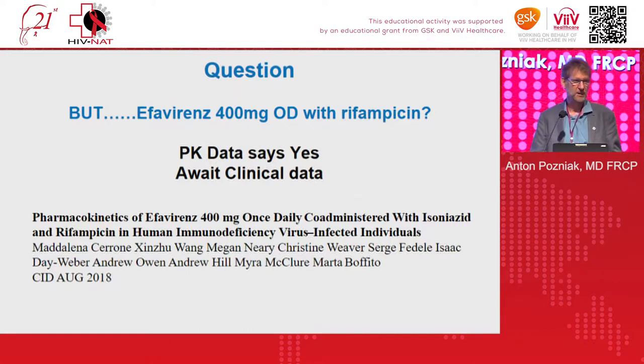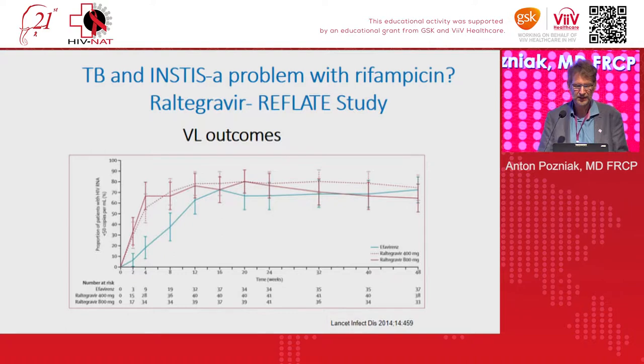But what about 400 milligrams of efavirenz, which some people are using around the world? Well, we have PK data from our group at Chelsea and Westminster through Marta Boffito and the Liverpool group, but we still don't have the clinical data. So it looks like you could use lower dose efavirenz with rifampicin, at 400 milligrams, without affecting the blood levels of efavirenz. But as I say, the world's moving away from these things, but it's good to know that we could use them. Now, what about integrase inhibitors?